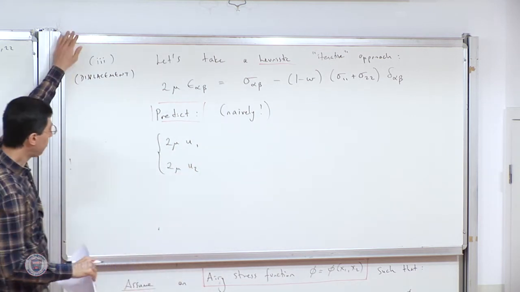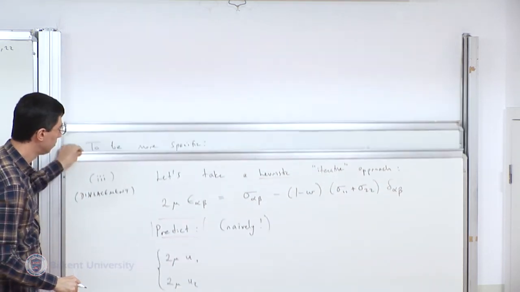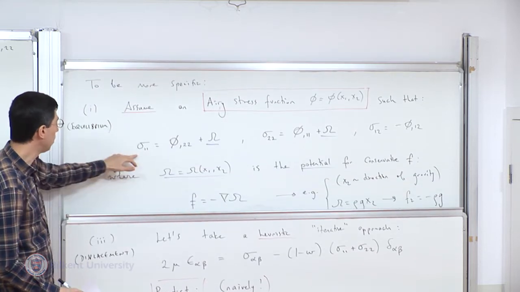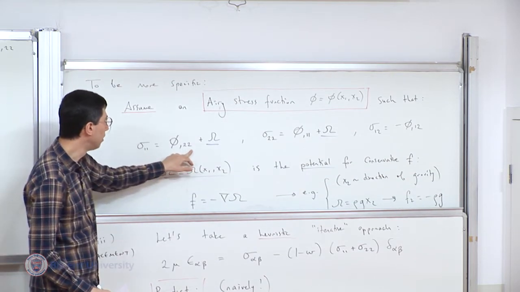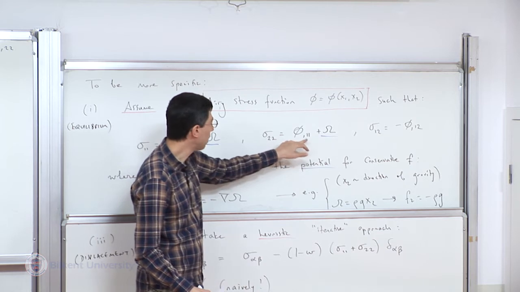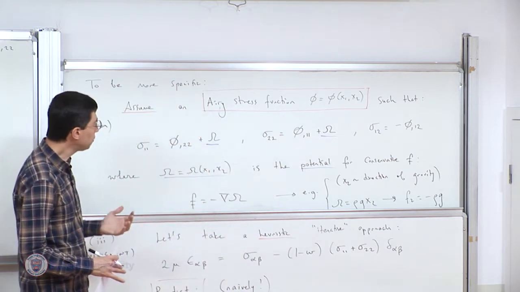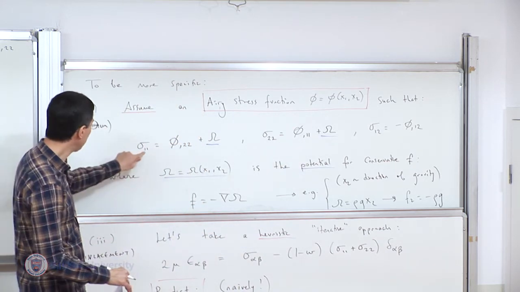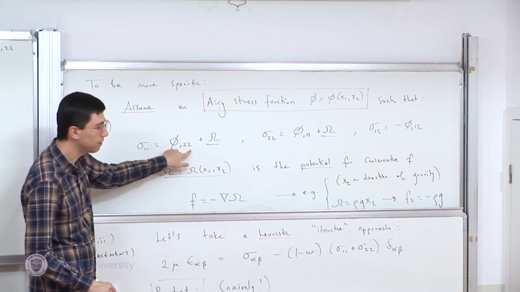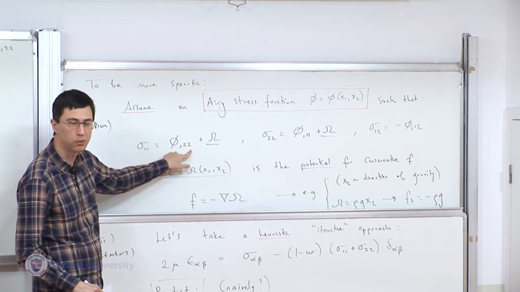And if I look back here, I have the stress. Well, sigma 1,1 is phi,22, and sigma 2,2 is phi,11. So that is something that disturbs me. I'm looking at the 1 component, but I'm taking a derivative for the 2 component, right?